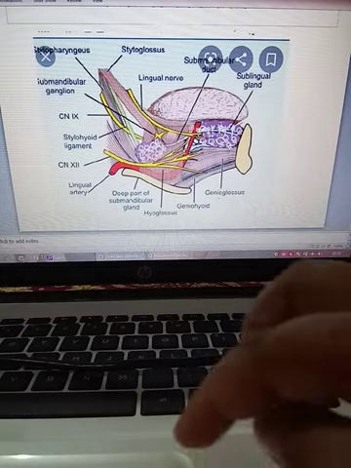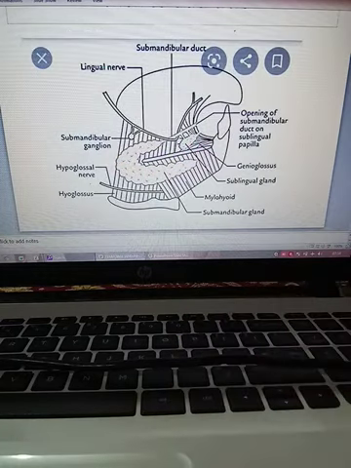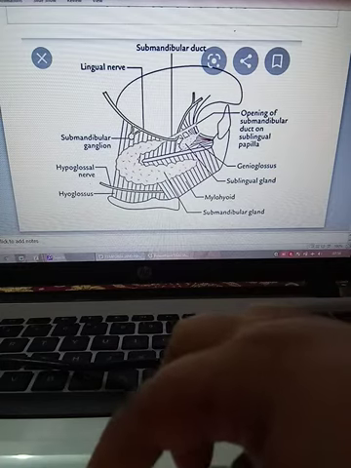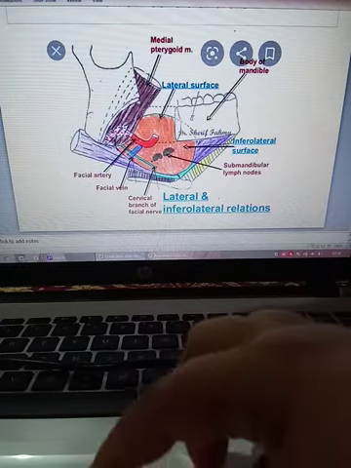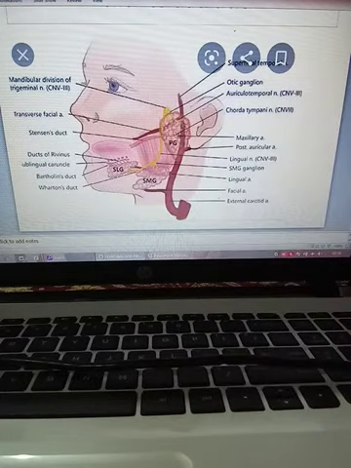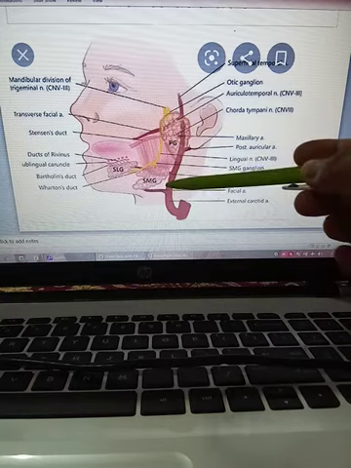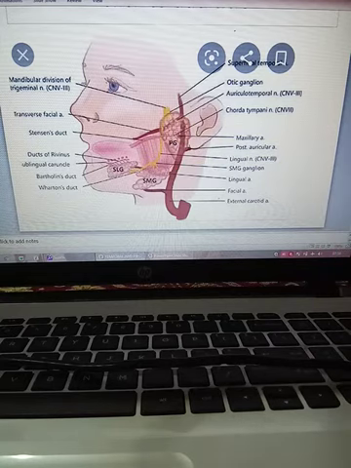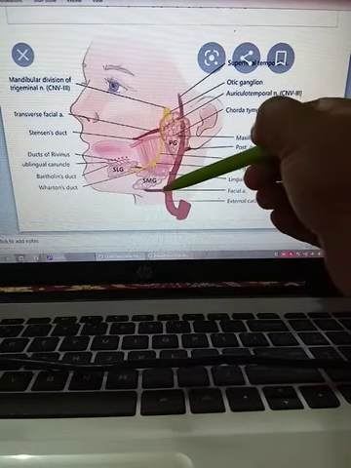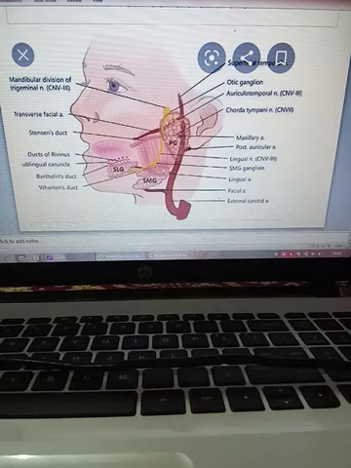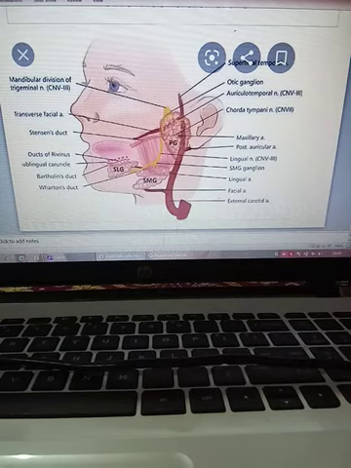Then comes your blood supply. It is being supplied by the facial artery. Your submandibular gland is being supplied by the facial artery, which is a branch of the external carotid, given off at the greater cornu of the hyoid bone.